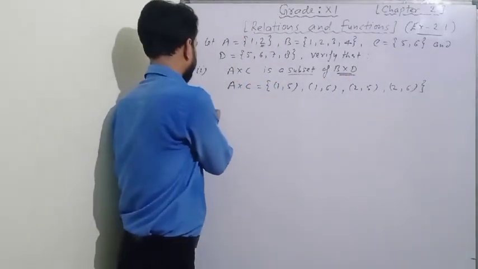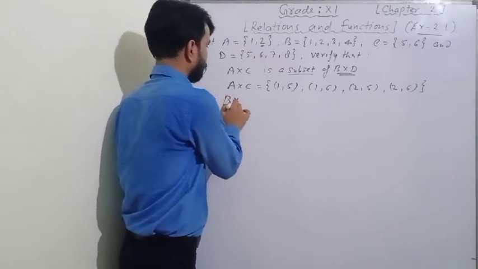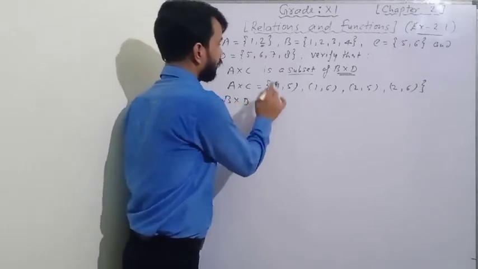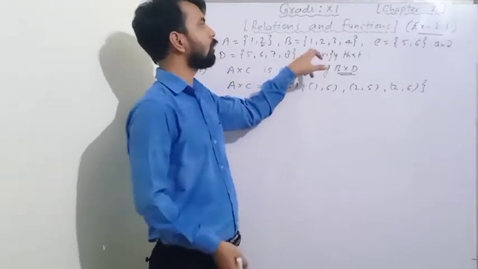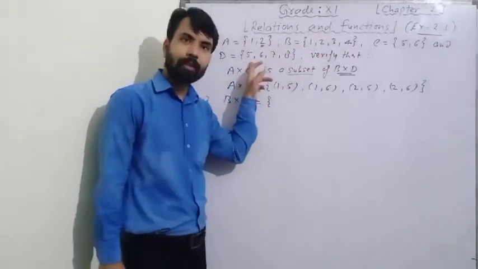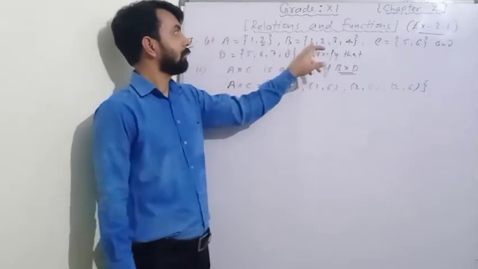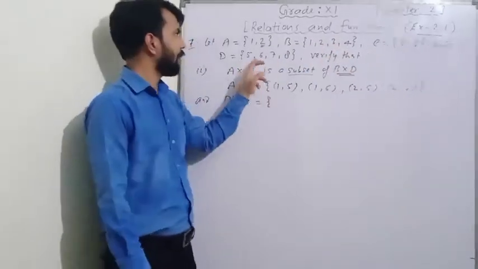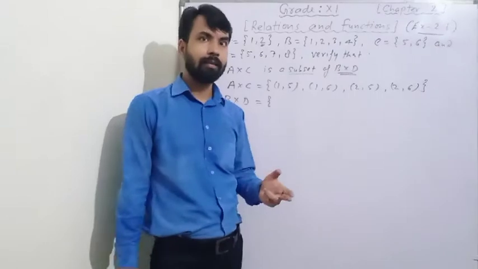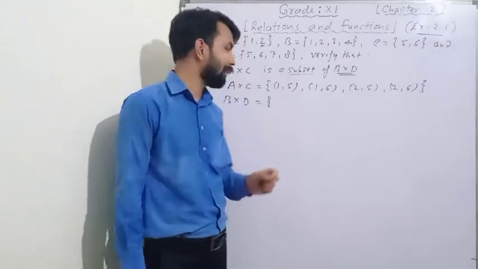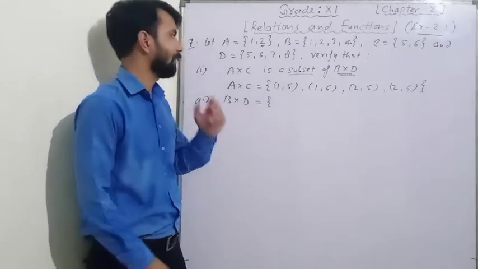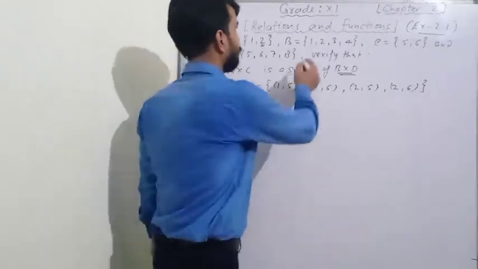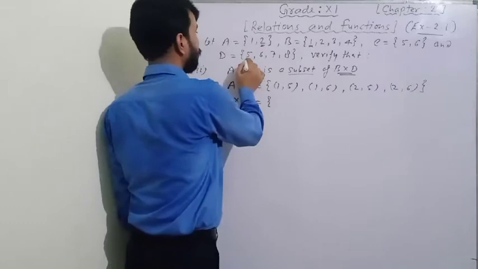And B cross D. Here we will have to make the pairs of all the elements of B with all the elements of D. But there are 4 elements in B and 4 elements in D. So 4 4 is 16. There are 16 elements will be present in B cross D. है ना? Okay, no problem. बनाते हैं. So 1, 5.